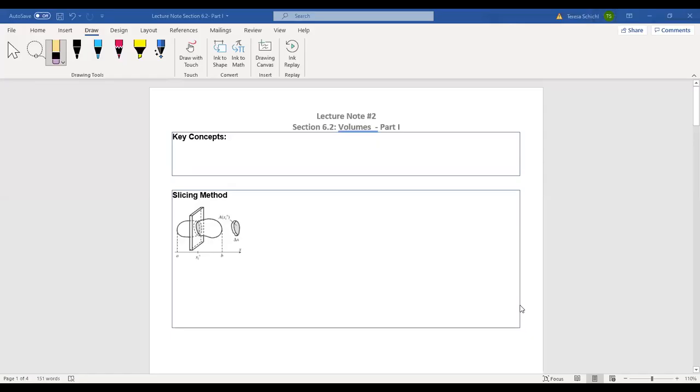Let me go to our lecture notes here. For this application, the key concept is how do we find volumes. We are going to talk about two different methods. The first one is determining the volume of a solid by the slicing method.